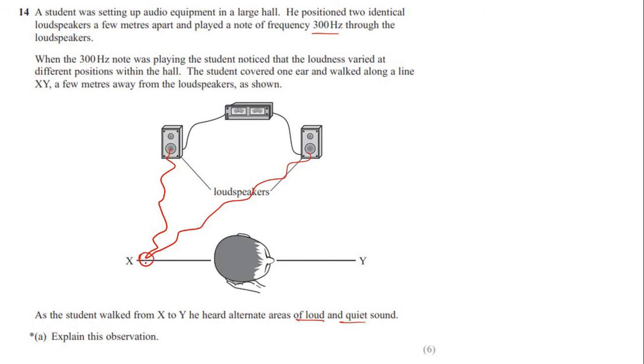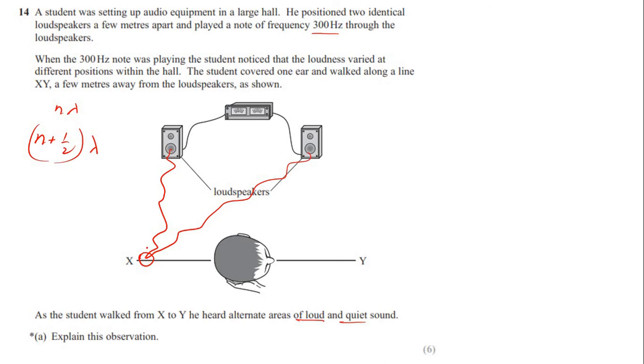Whether the student is going to hear a loud or a quiet sound depends on the path difference between these two rays. If the path difference is n lambda, then the student can hear a loud sound. If the path difference is n plus half of lambda and the waves are out of phase, then the student can hear a quiet sound.